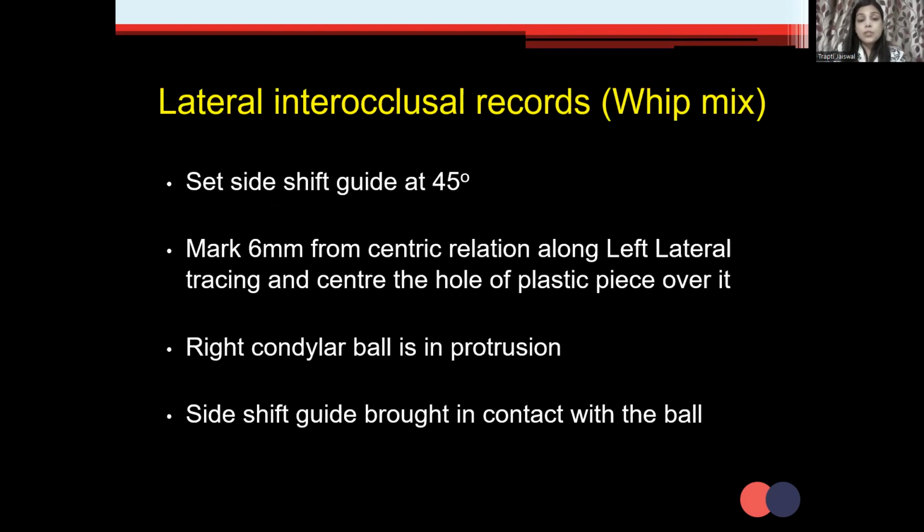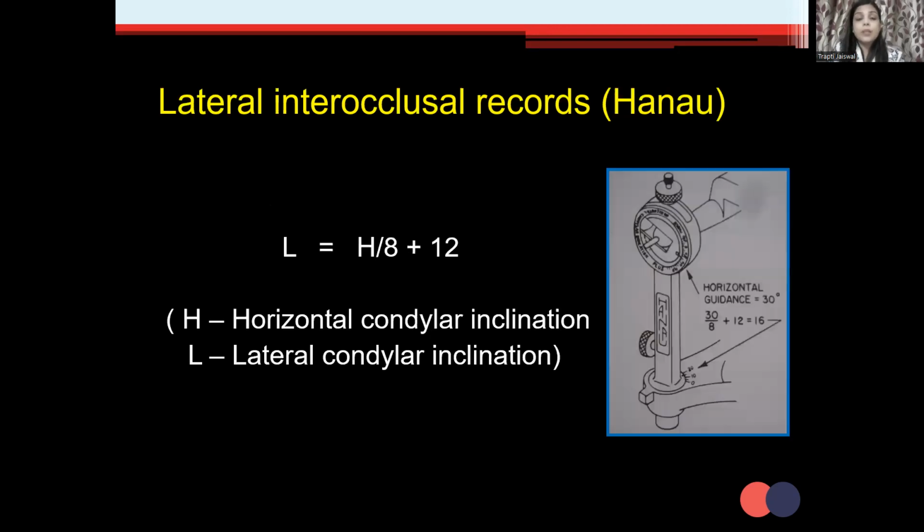What are the lateral intraocclusal records? Set the side shift guide at 45 degrees, mark 6 mm from centric relation on the left lateral tracing, and center the whole of the plastic piece over it. The right condylar wall is in protrusion, and the side shift guide is brought in contact with the wall.